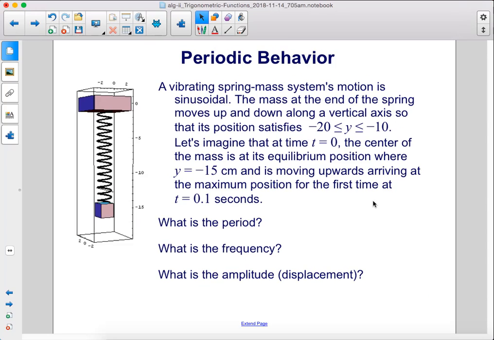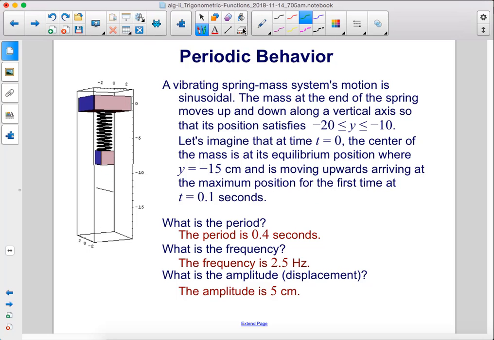A vibrating spring mass system's motion is sinusoidal. The mass at the end of the spring moves up and down along a vertical axis so that its position satisfies y is greater than or equal to -20 and less than or equal to -10. Let's imagine that at time t equals 0, the center of the mass is at its equilibrium position where y equals -15 centimeters and is moving upwards, arriving at the maximum position for the first time at t equals 0.1 seconds. What is the period? What is the frequency? And what is the amplitude?